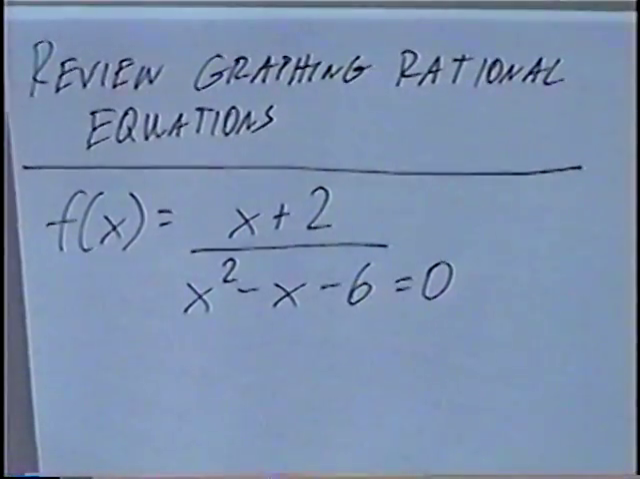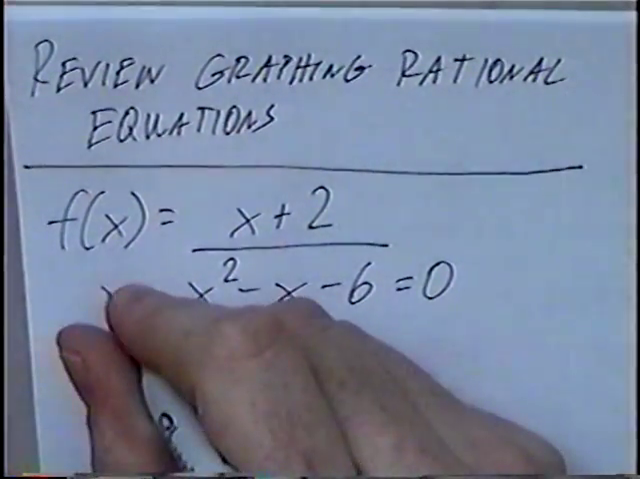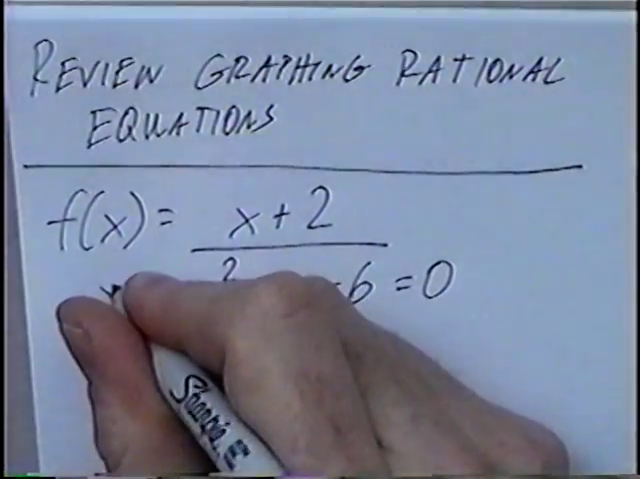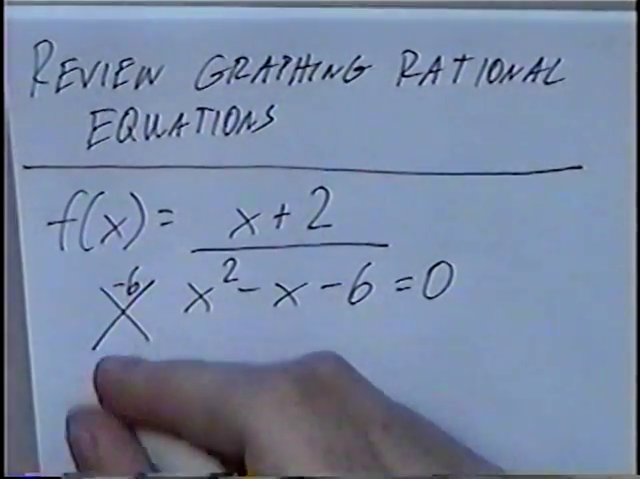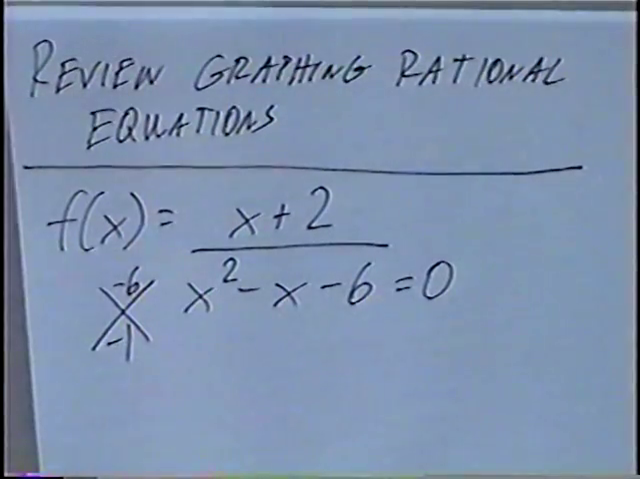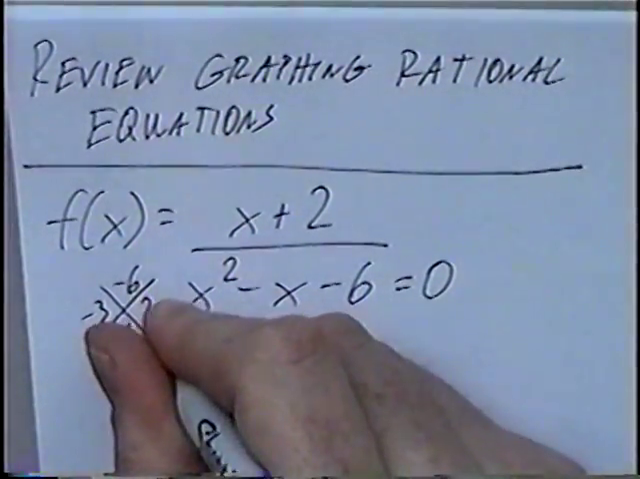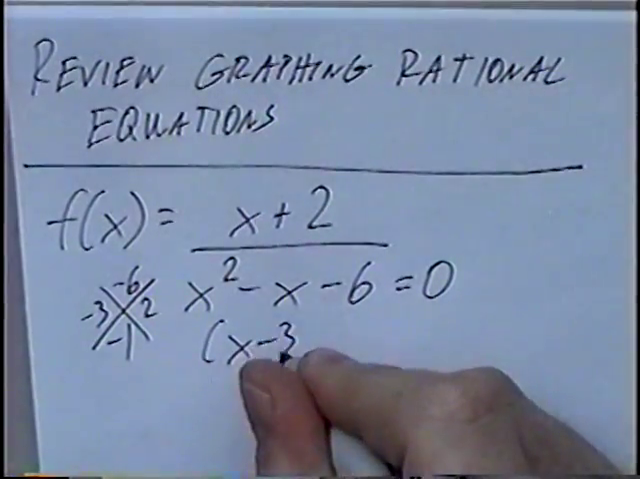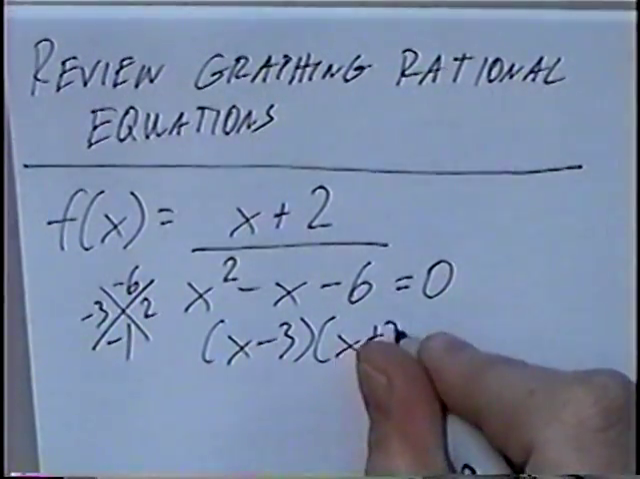Factoring x squared minus x minus 6, you could factor this using the diamond method. Two numbers that multiply to get negative 6 and add to get negative 1. Those numbers would be negative 3 and positive 2. So this would factor to x minus 3 and x plus 2.